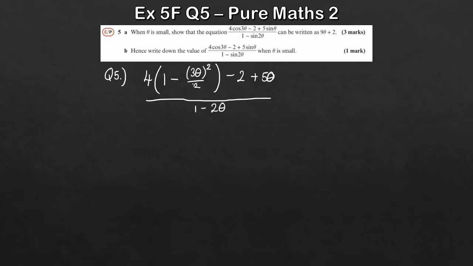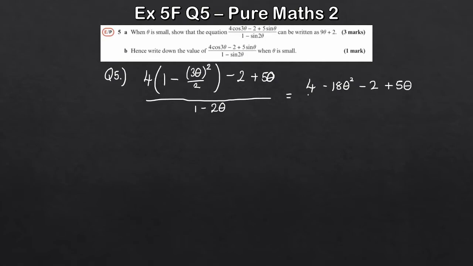Okay, so let's try and clean this numerator up, see what we end up with. So 4 times 1 would give us 4. We've got minus 3 theta squared, that'd be 9 theta squared over 2. And then if you were to times that by 4, that would give you minus 36 theta squared over 2. So that would just simplify down to minus 18 theta squared. Like so. Okay, so 4 minus 18 theta squared. And what else do we have here? We've got the minus 2. And we've got the plus 5 theta.